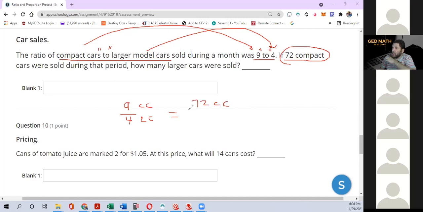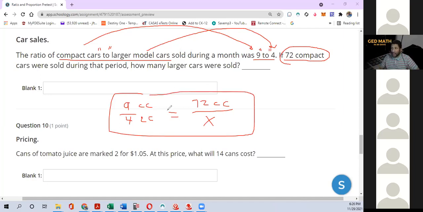Right. If you notice, look at that equal sign. Compact cars are on the top, on the left side. Guess what has to be on the top, on the right side of this equal sign? Compact cars. That's the clue that people are missing. You have to have like terms on both sides of the equal sign. So if I have compact cars to large cars, I need the same ratio on the other side. But I don't know my larger cars. So how do I do this problem? You set it up: compact to compact, large car to large car.